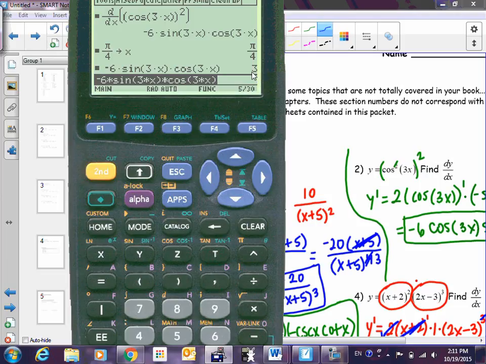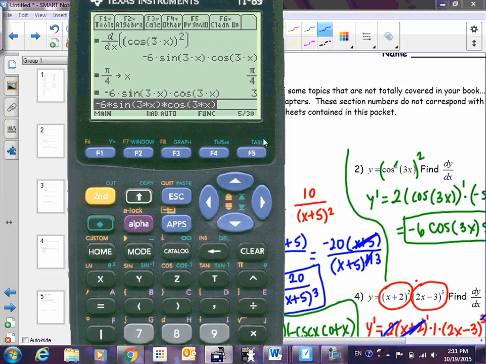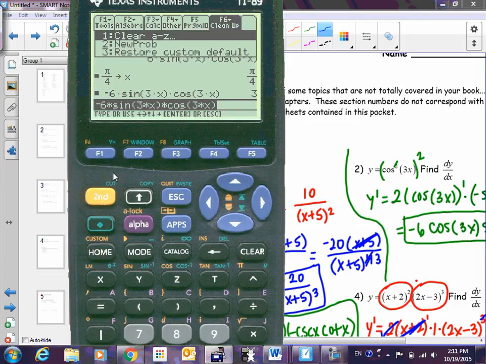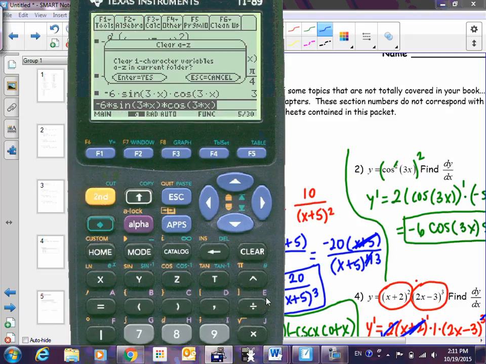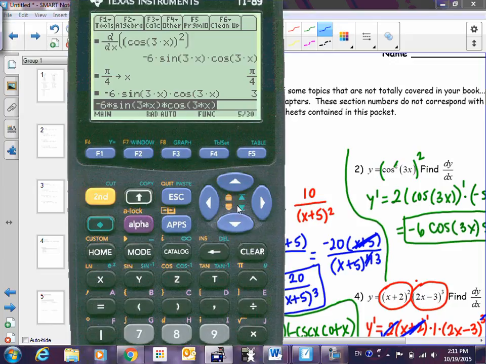Again, this is all stuff you should be able to do without a calculator. It's just that's how you do it on your calculator. So I'm going to go ahead and clear my variables before I forget to do that. I would suggest you do that if you've been storing.